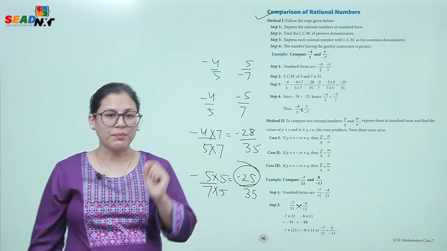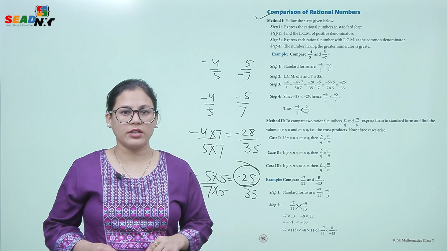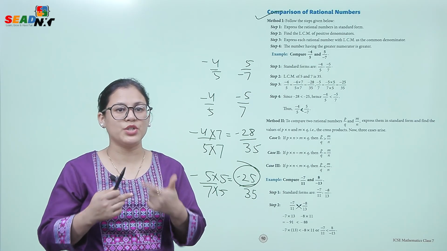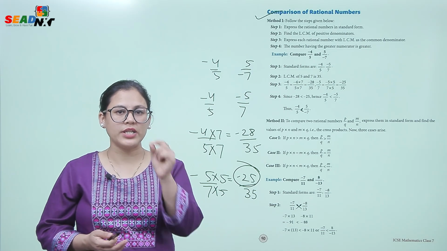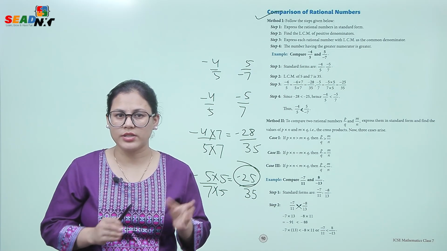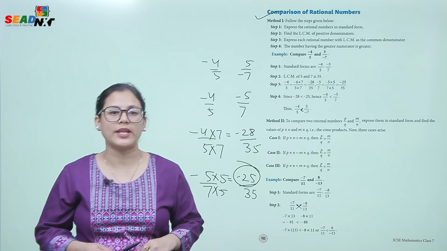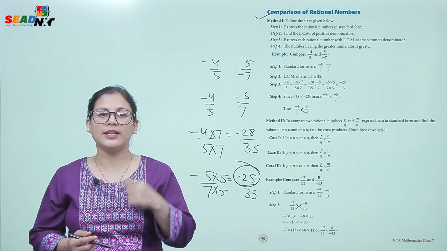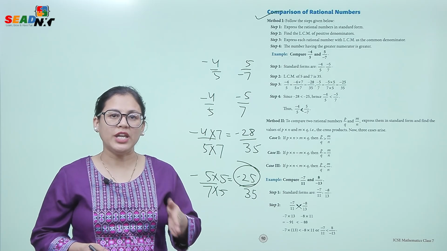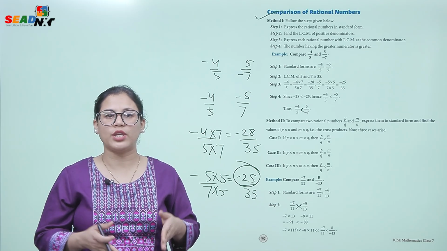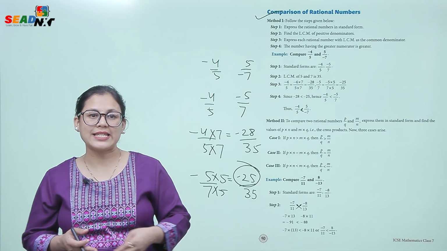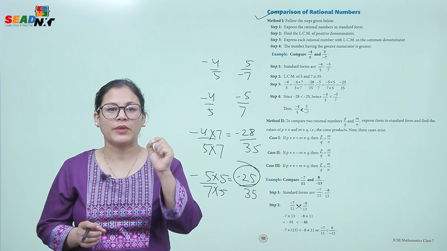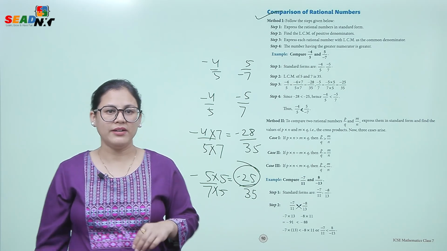Now method 2. To compare two rational numbers P by Q and M by N, express them in standard form and find the values of P into N and M into Q. That is the cross product. Now 3 cases arise. Case number 1 is if P into N is greater than M into Q, then P by Q is greater than M by N. Case 2, if P into N is equal to M into Q, then P by Q is equal to M by N. And case 3, if P into N is less than M into Q, then P by Q is less than M by N.